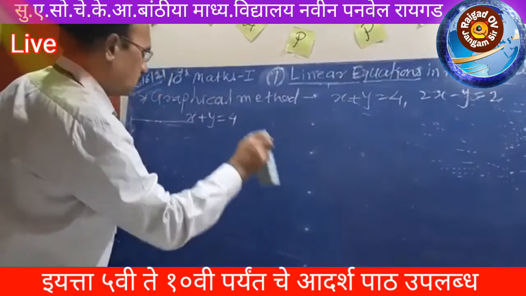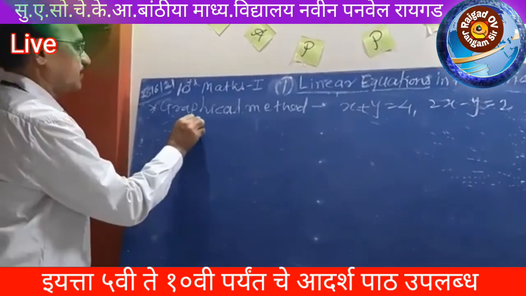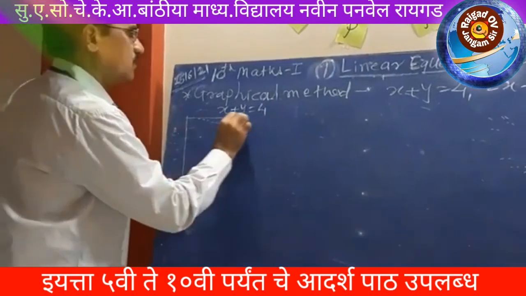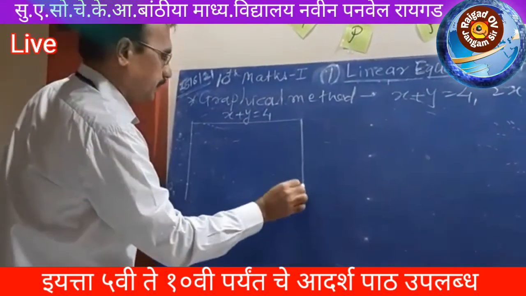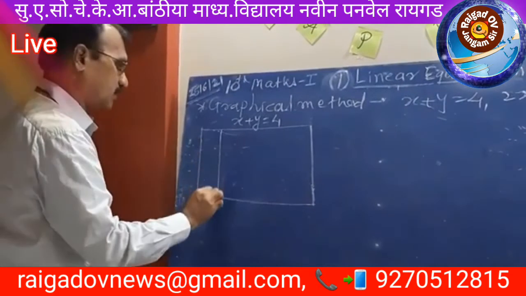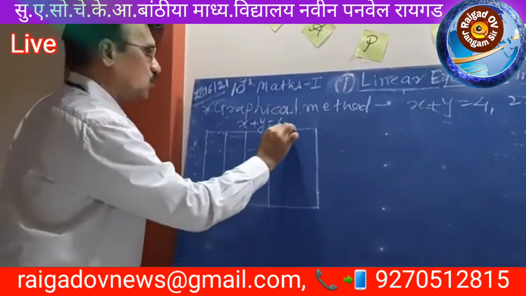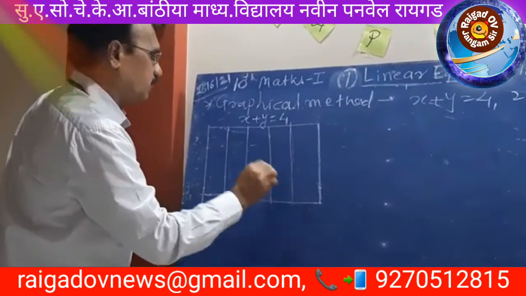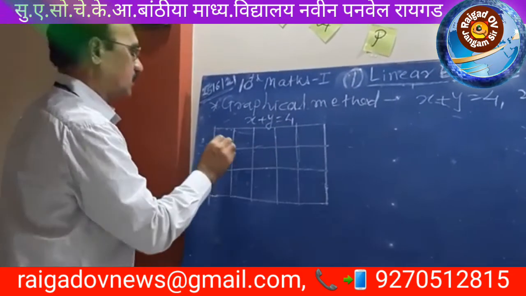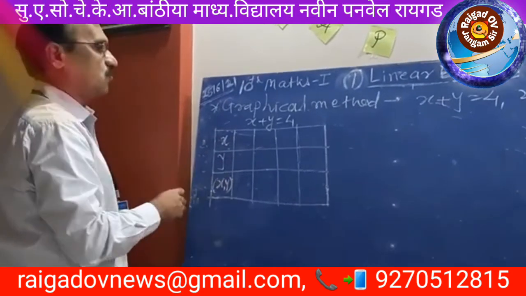We have to prepare one chart for coordinates of this equation. Minimum 4 coordinates we have to find here: 1, 2, 3 and 4. This is x, this is y and this is (x, y).